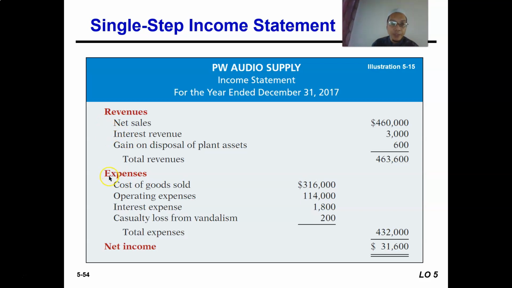And then in expense, we also lump everything together, including cost of goods sold, including operating expenses, as well as other expenses not from operating activities. We will include under expenses. So this is a much simpler presentation of income statement, but more information can be obtained by using the multiple step income statement.